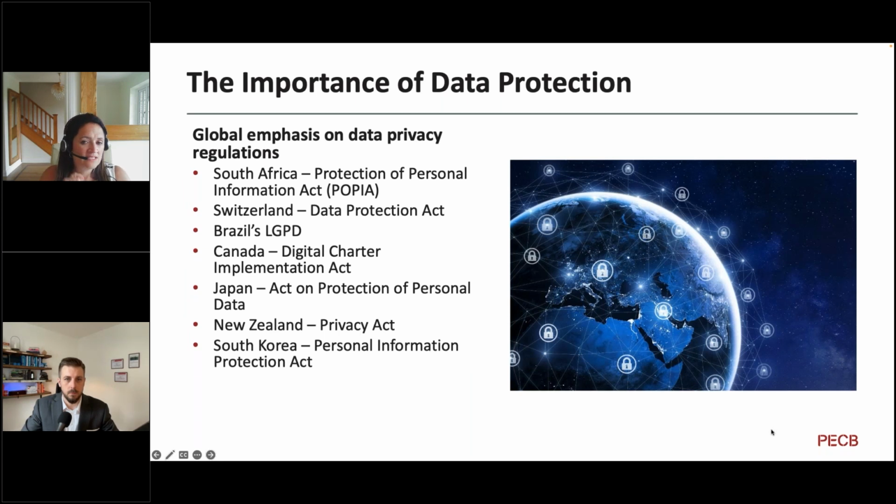So when we think about data protection, there are lots of different laws and regulations globally, and whilst GDPR is one of the strongest privacy laws, several countries, and they're not all listed here, have looked to implement laws that take some of the best practices from the GDPR.